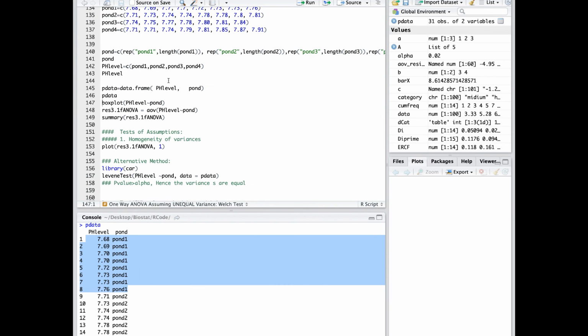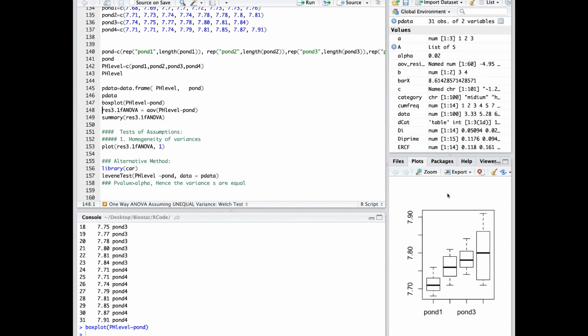Okay, so what I'm going to do next is I want to see how the bar plot looks like. It looks like point 4, you see that, has the higher median or higher average, right? You can see that. Now what I'm going to do here is the ANOVA.